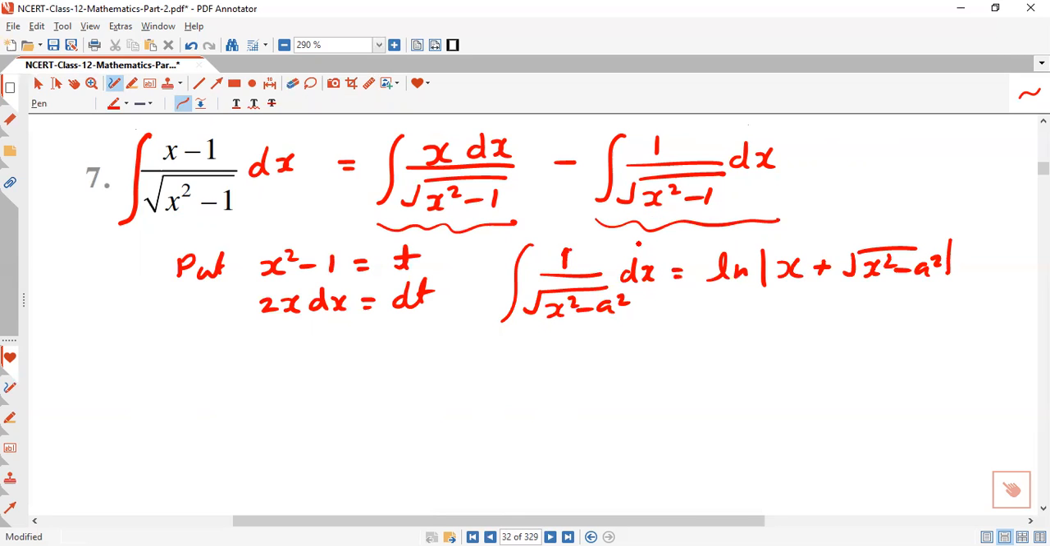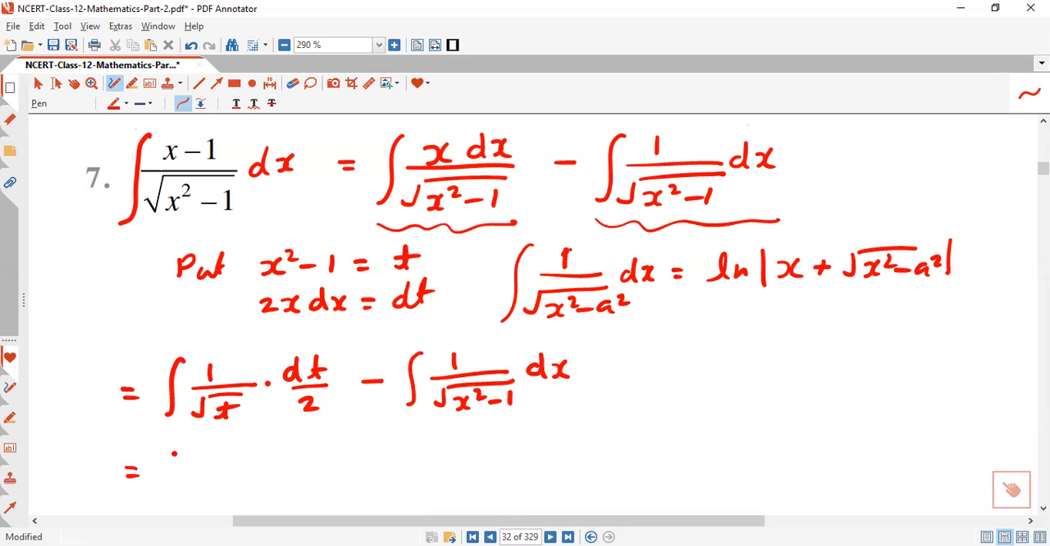The second part, we will use the direct formula to get the answer. But in the first part, we use the substitution x square minus 1 equal to t. Now, what does the integration become? The first integration becomes, x dx becomes dt by 2, no doubt. So we say 1 upon root t, and x dx becomes dt by 2. And the second function, we are not solving this one now, we keep it as 1 upon under root of x square minus 1 dx.